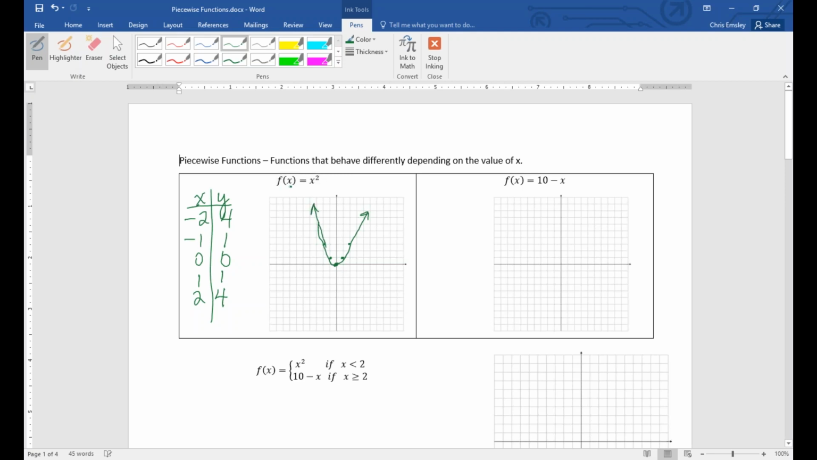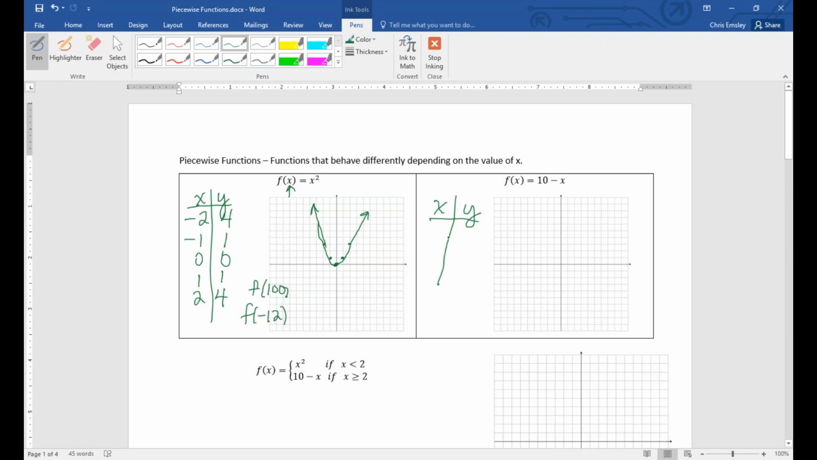Sorry, my pen's a little wiggly here. And I could plug any value I want to for x. If I wanted to, I could calculate f of 100. That would be 100 squared, number with a lot of zeros on it. I could calculate f of negative 12 squared, 144. I could put in any value I want to for x. Same thing over here on the right. I have this little linear equation.